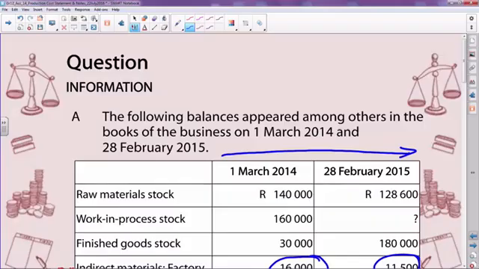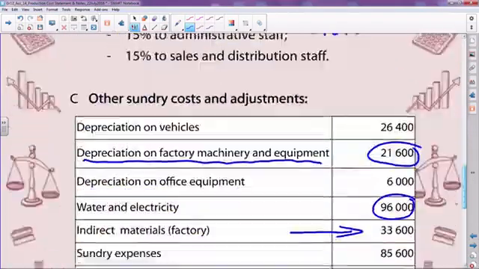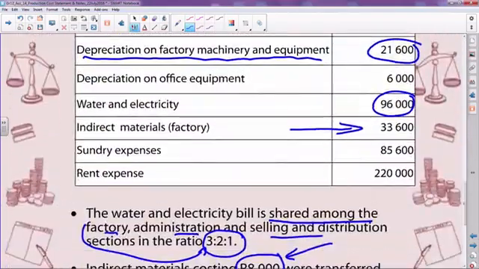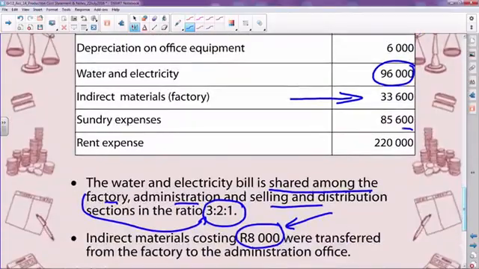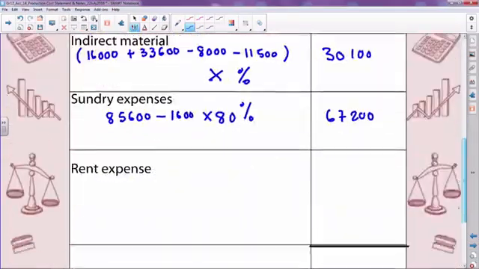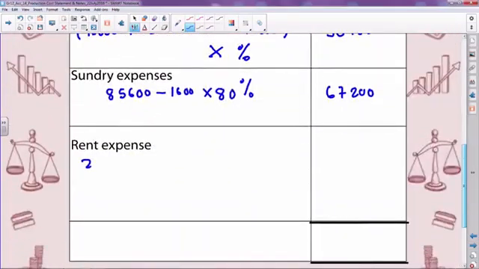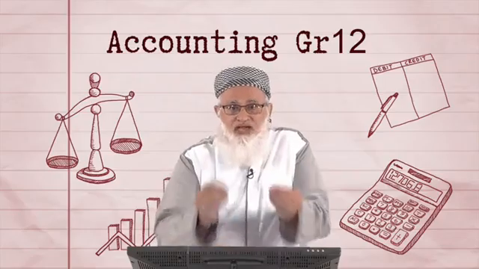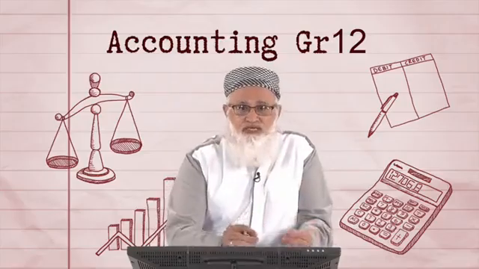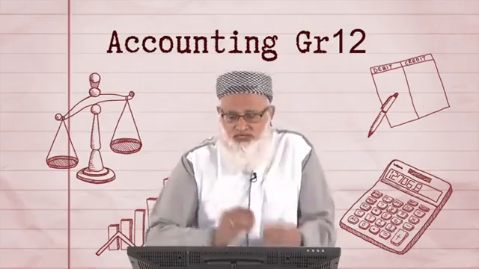Next one, I'm told, is my rent expense. Okay, my rent expense is 220,000. Starting figure, immediately go to my rent expense, 220,000 as my starting figure. Notice grade 12s, I'm showing my calculations because part marks are given to these. Once again, make sure you show your calculations.